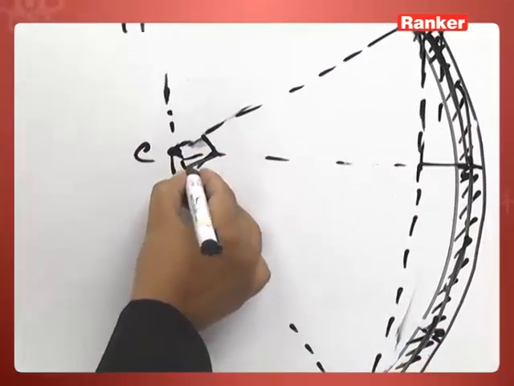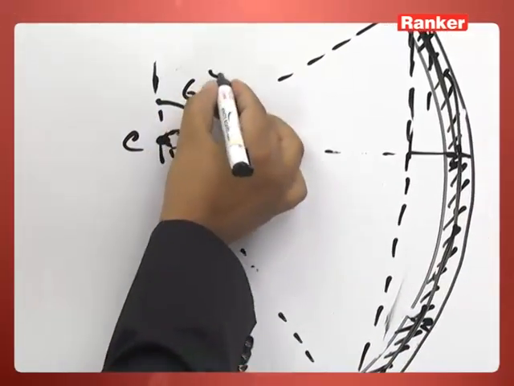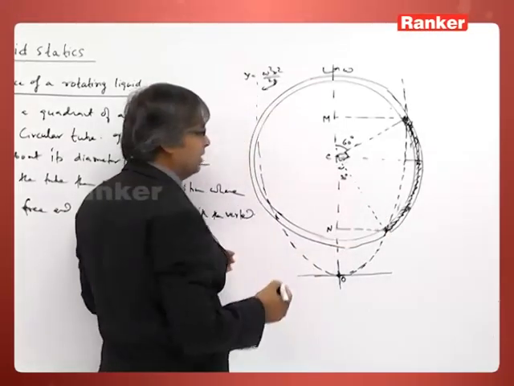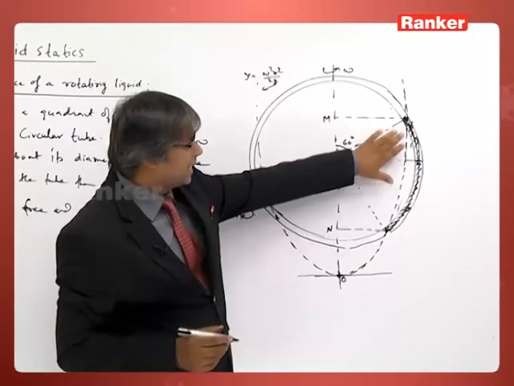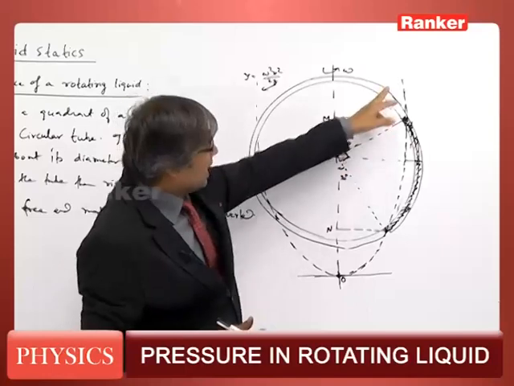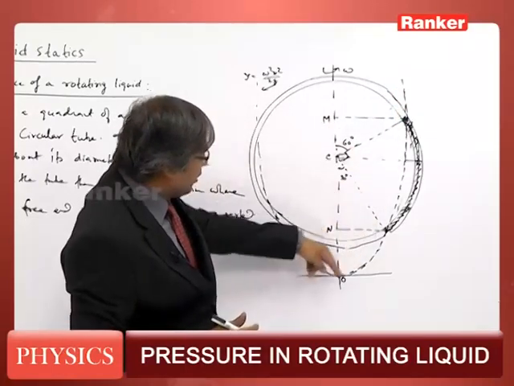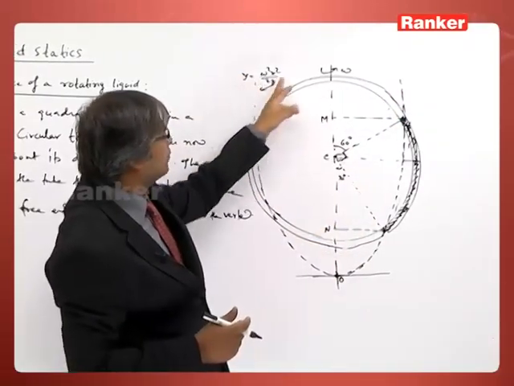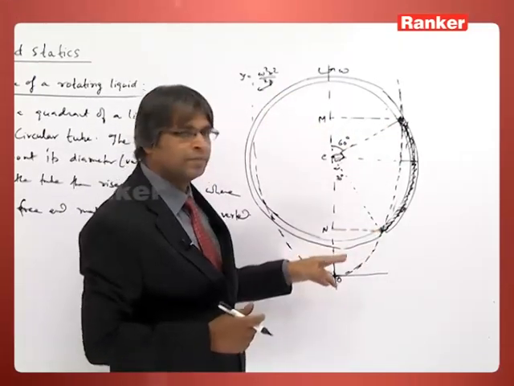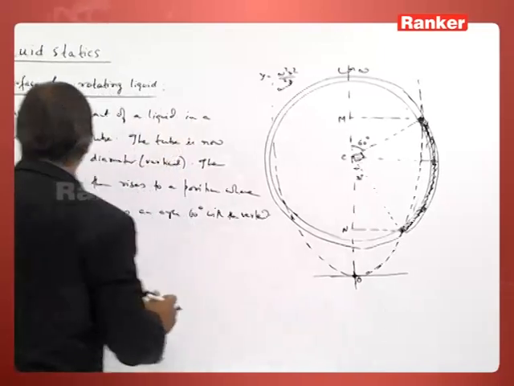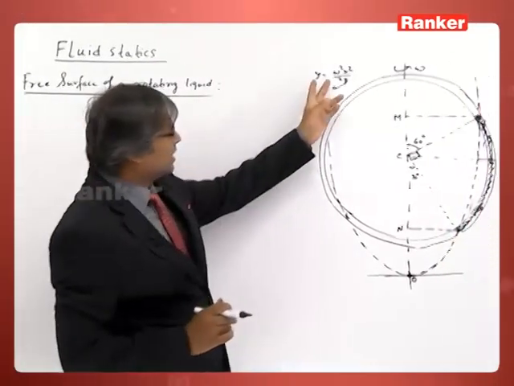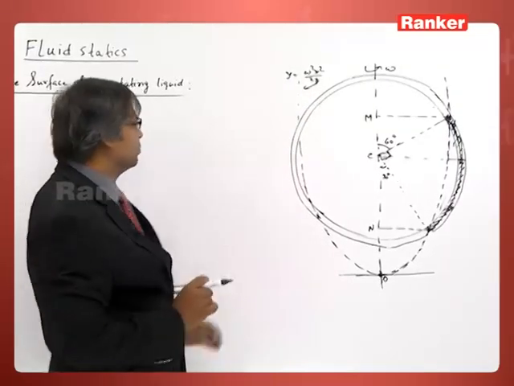I wish to know what is the omega required so that the liquid comes to this state where this end makes an angle 60 degree with the vertical and this end makes an angle 30 degree with the vertical. In order to reach this configuration, the free surface of the rotating liquid must pass through these 2 points. So, for this to happen, let us see what we have to do.